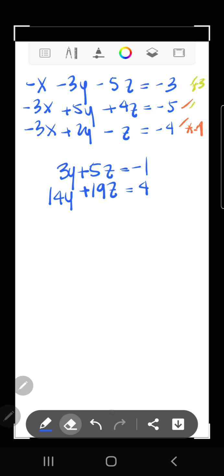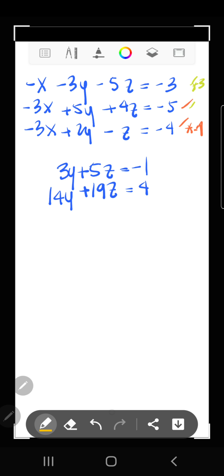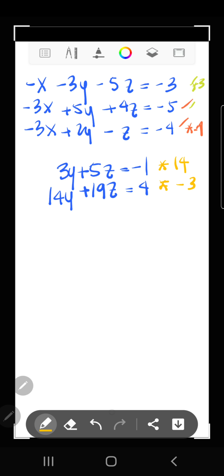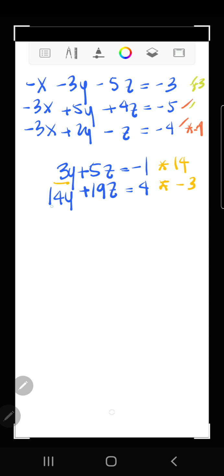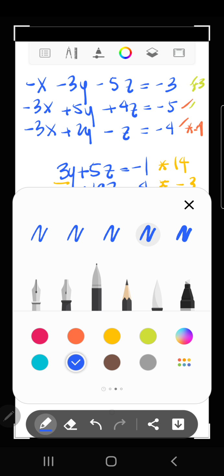As you can notice, it's a little bit hard to eliminate one of the two variables, but it is not impossible. What we can do is multiply the upper equation times 14 and then multiply the lower equation times negative 3. As you can notice, we are crisscrossing these two values, but one of them should be negative, so we can eliminate the y. What are you going to have?